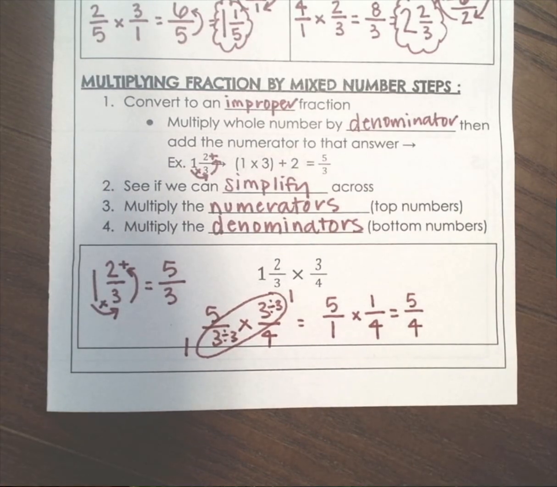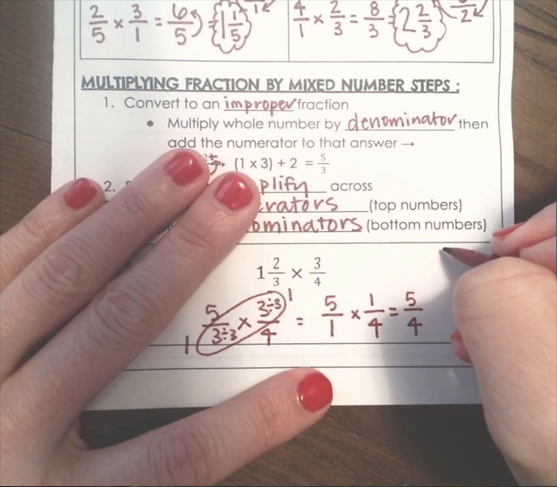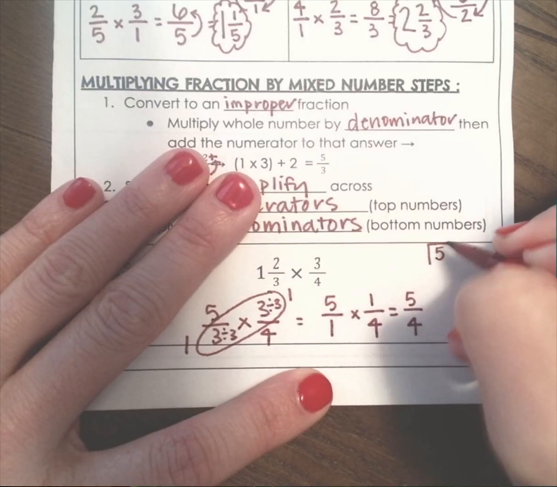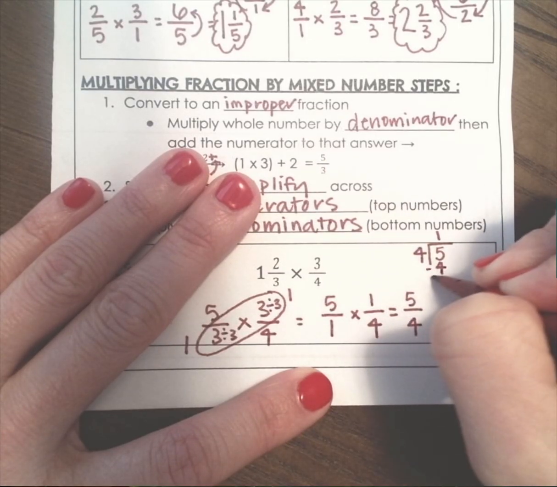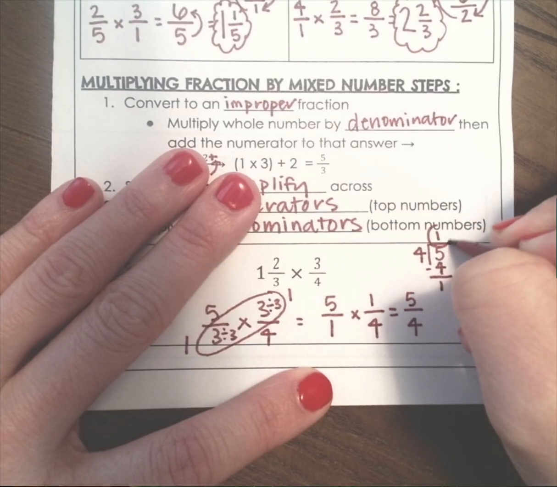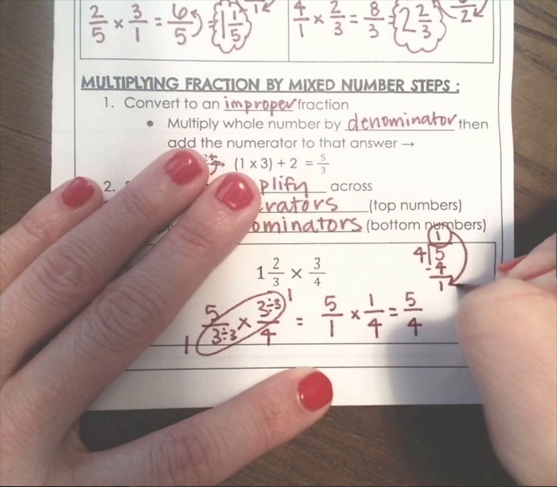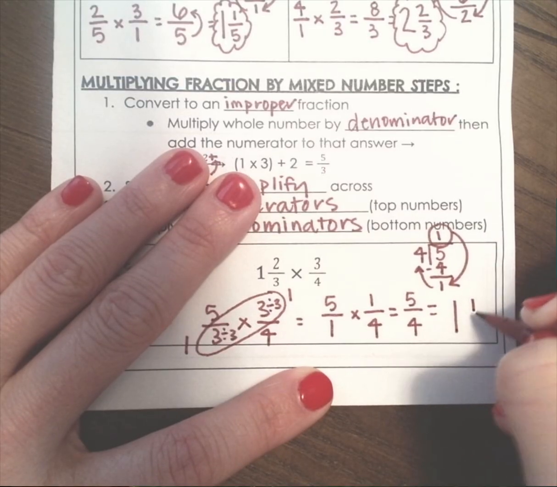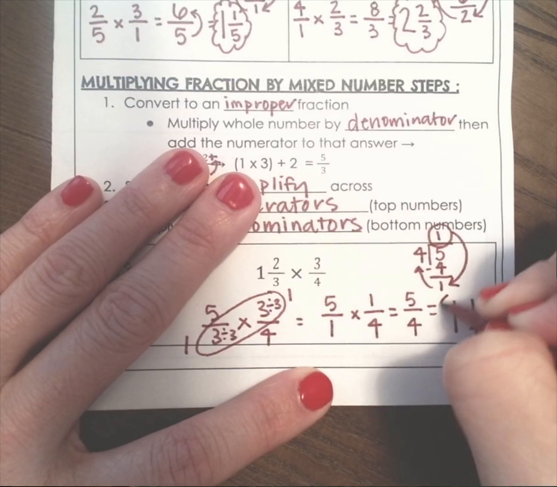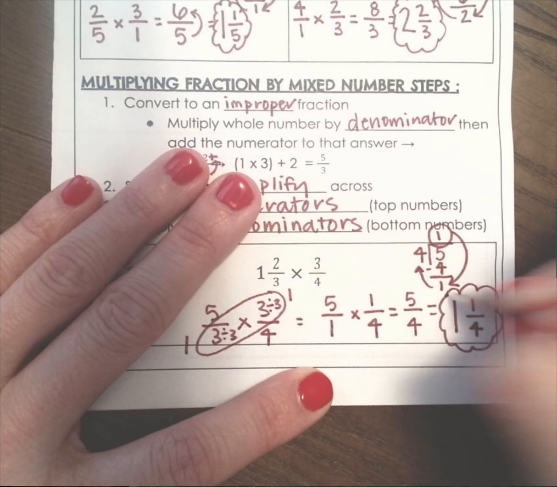It is that improper fraction of 5/4, so we're going to take 5 divided by 4. 4 goes into 5 one time, which is 4. We subtract and we have 1 left over, so it's going to be 1 and 1/4. And that is our final answer.